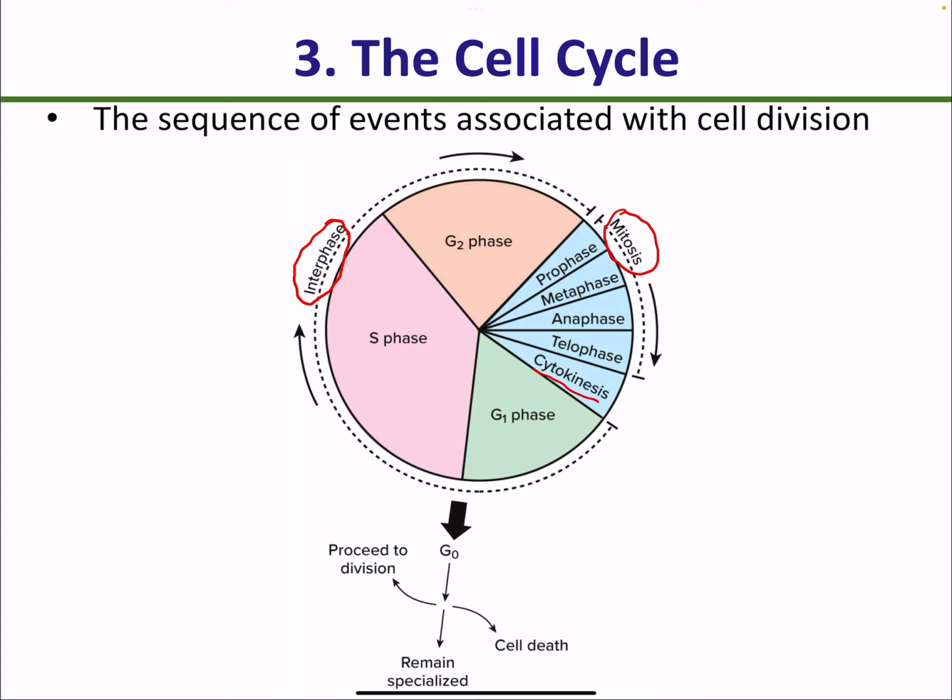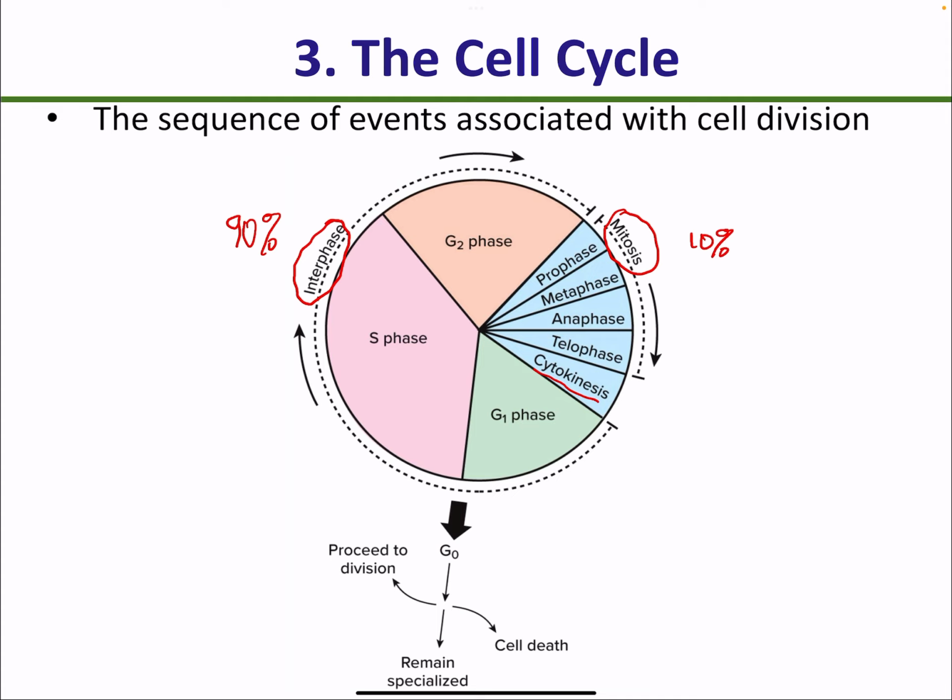Now, I told you that interphase is the longest phase in the cell cycle. That phase lasts about 90% of the lifespan of a cell during the cell cycle, while mitosis/cytokinesis lasts about 10% of the time. Now, interphase itself is divided into subphases, while mitosis is also divided into subphases.